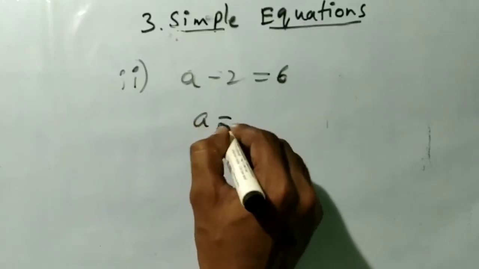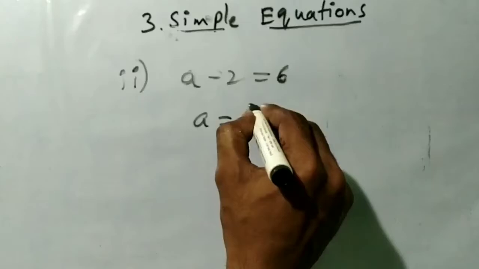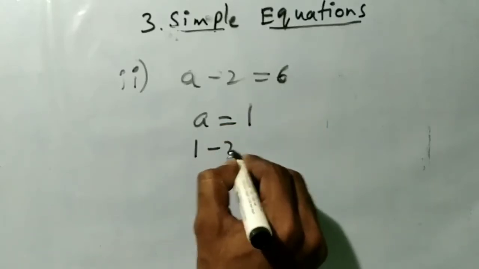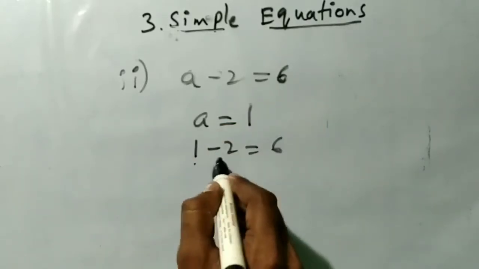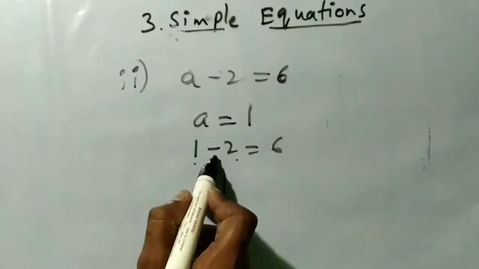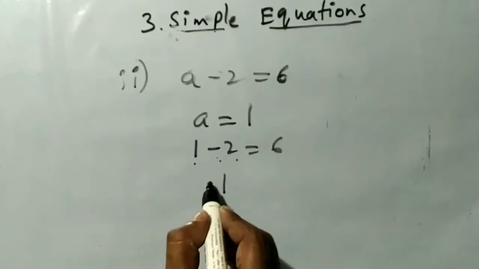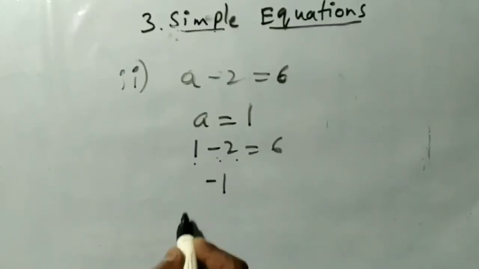Let's take a is equal to 1. 1 minus 2 is equal to 6. Here 1 minus 2, but here the minus is to the bigger value, that is 2. We have to consider the minus. Okay, minus 1.